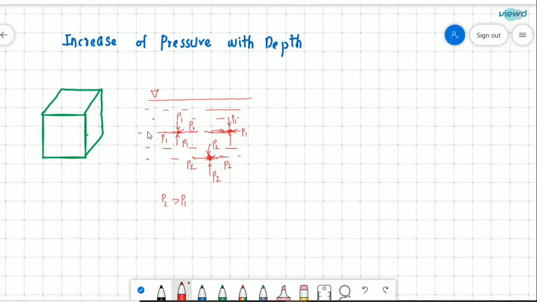Let us consider a point, and the element of this point, let us say this is the element. This is not a point, this is the fluid element. For a fluid element, two types of forces will be acting. One is pressure forces from all sides, of the adjacent particles, and another one is the weight of the particle. So both of these are the forces that will be acting. These are the pressure forces.